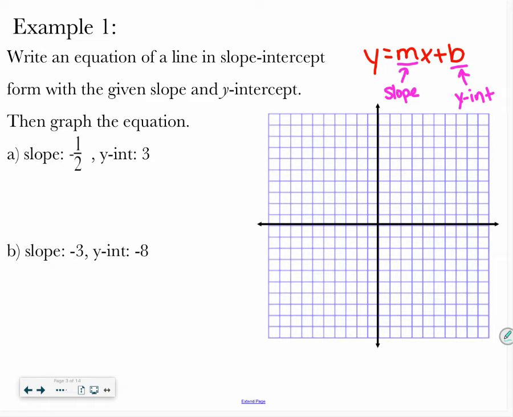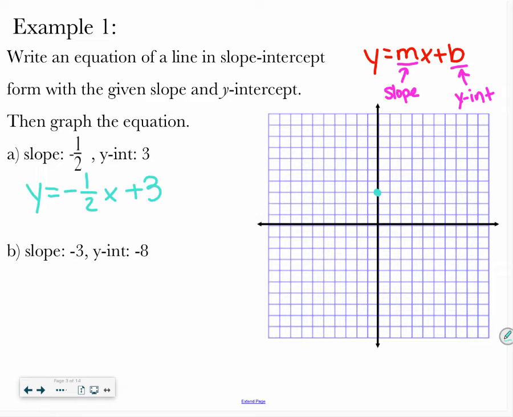So if we take that knowledge and write our equation, we are going to say y equals, in this first example, we have a slope of negative 1/2, so I'm going to do negative 1/2 x, and then a y-intercept of 3. So I just have to write negative 1/2 x plus 3. And that's my equation. That's all I have to do. Then I need to graph it. If we have a y-intercept of 3, that means I go up on the y-axis 3, and I put a dot there. And from there, I can use my slope to graph.